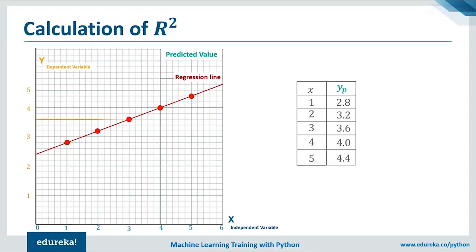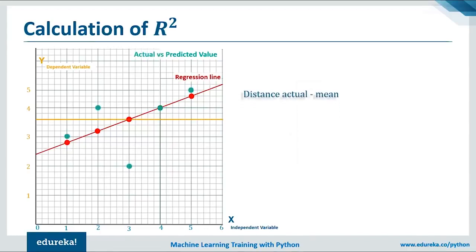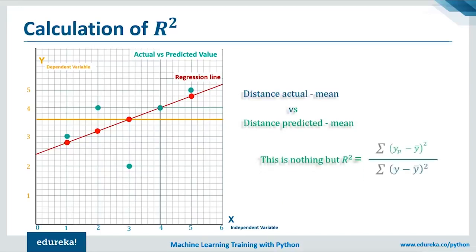From there, we got the predicted values of y. All right, so let's plot it on the graph. These are the points, and the line passing through these points is nothing but the regression line. Now, what you need to do is check and compare the distance of actual minus mean versus the distance of predicted minus mean. So basically, you're comparing the distance of the actual value to the mean with the distance of the predicted value to the mean. That is nothing but R square.